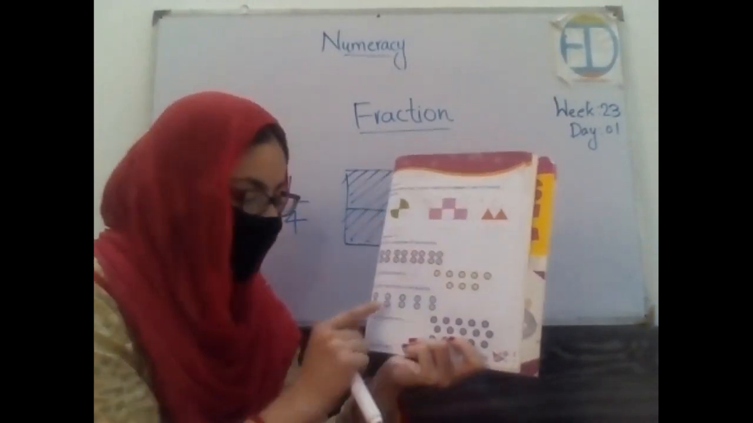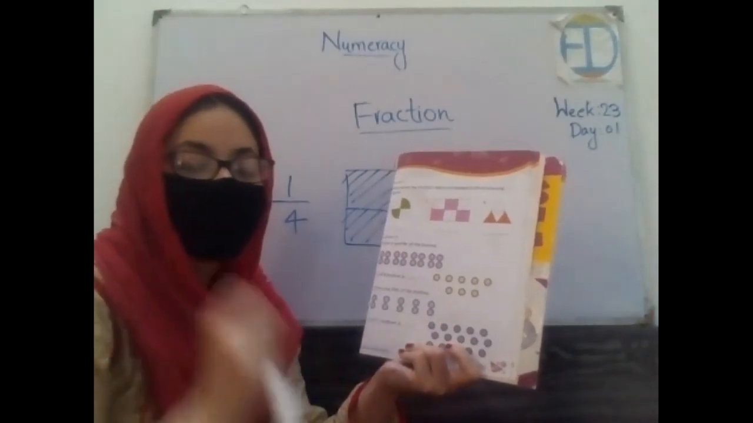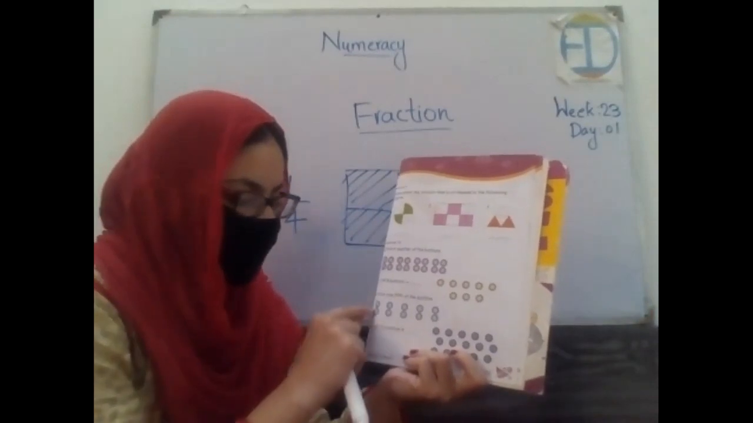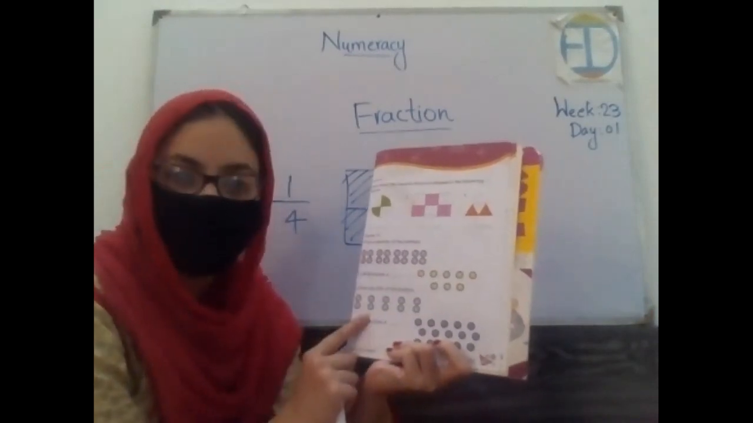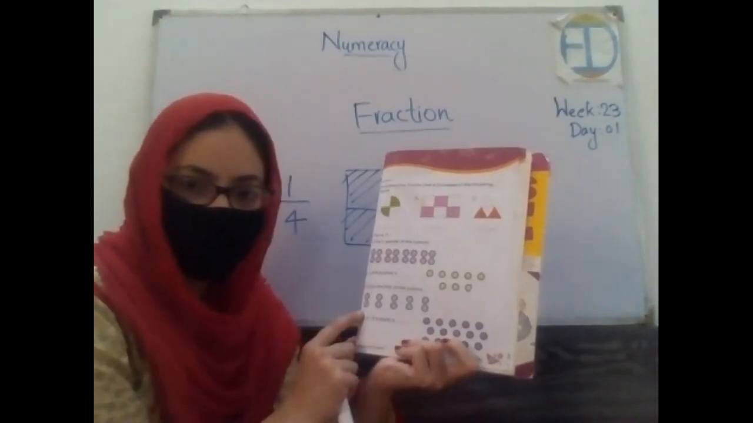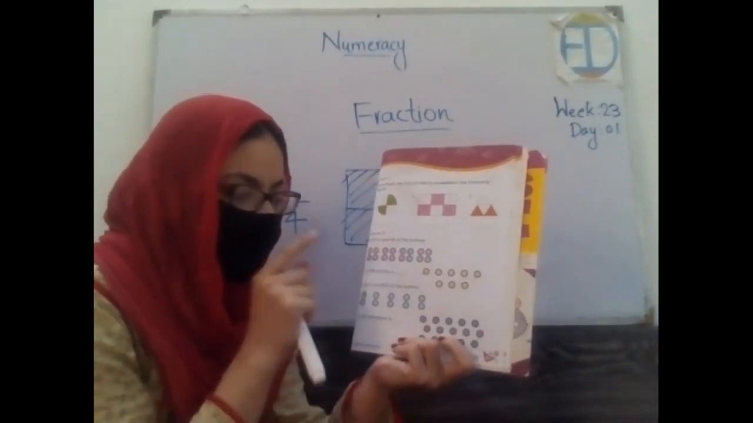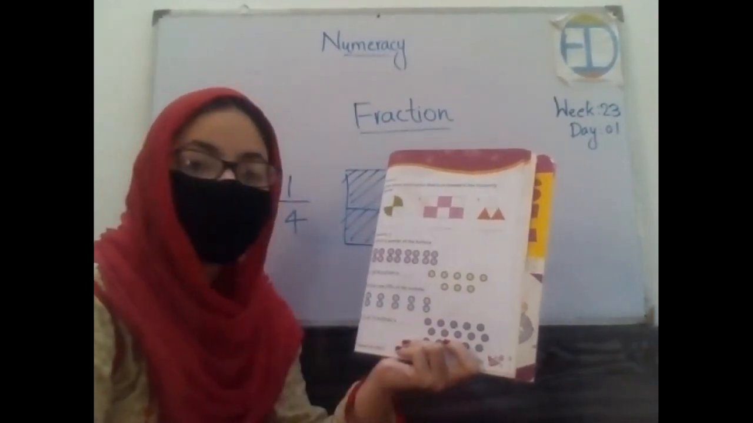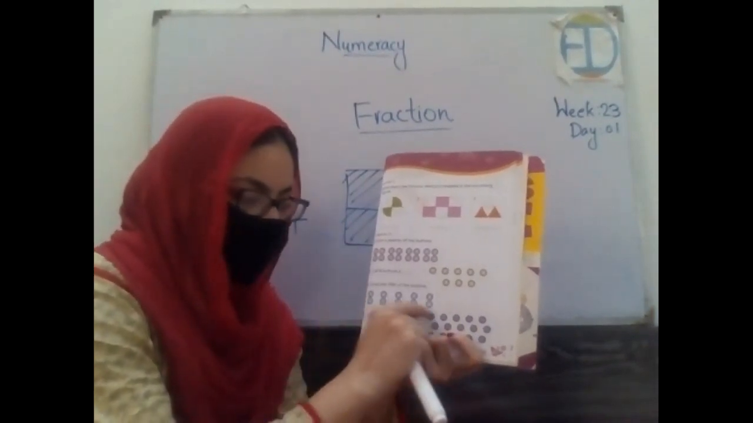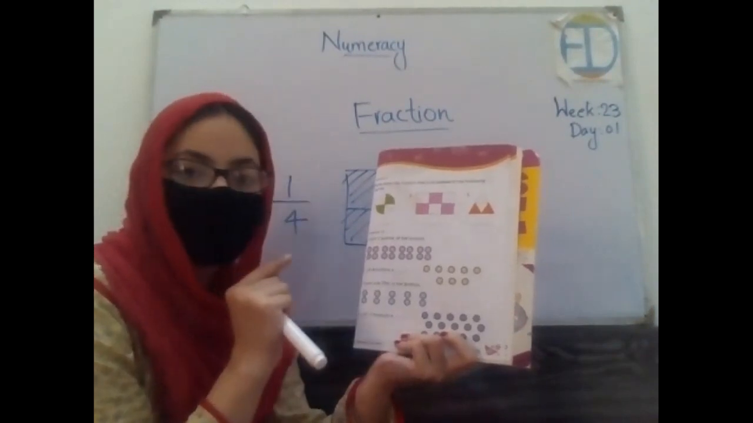Okay. In the next one, it says circle 1/5 of the buttons. Now, how to find the 1/5? You are supposed to divide these buttons into 5 parts. Make a triangle around it, then divide that triangle in 5 parts, and then tell me how many buttons would be, or what would be the 1/5 of it. Draw a boundary line around it with your lead pencil, and then divide that.